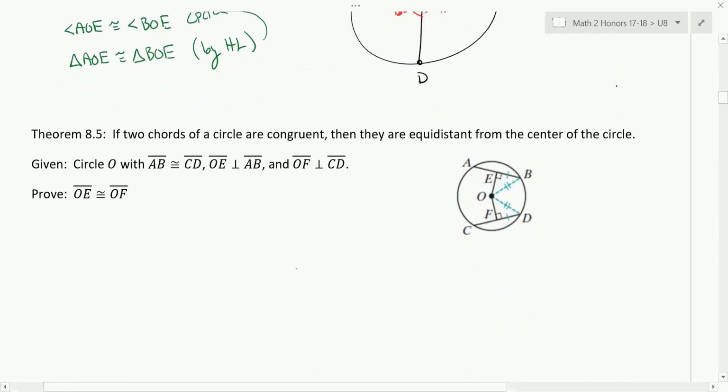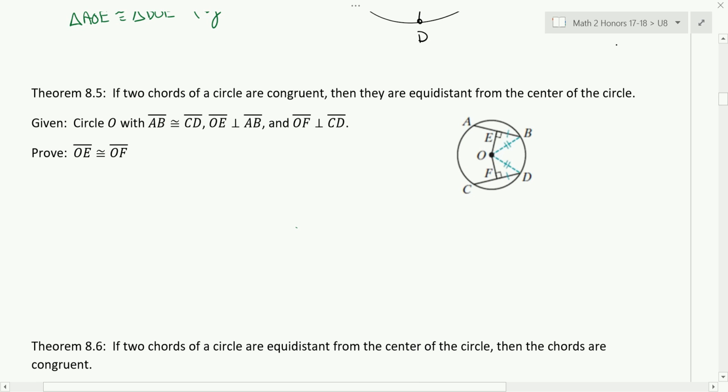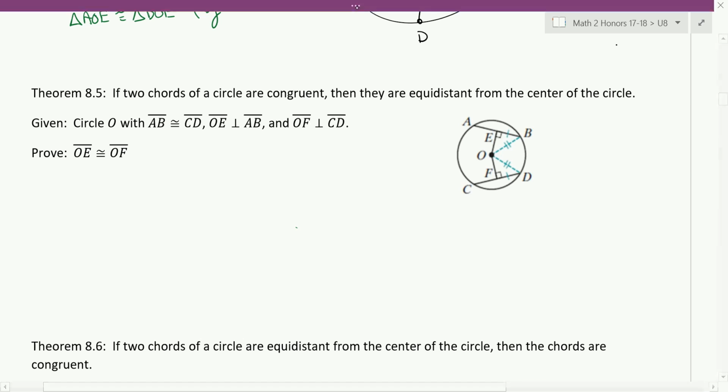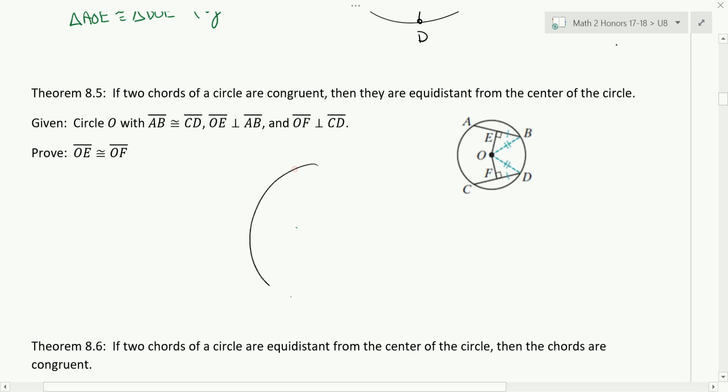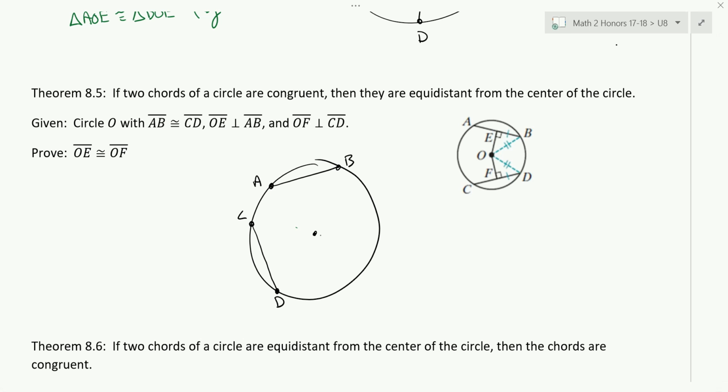All right, another statement we need to know is theorem 8.5. If two chords of a circle are congruent, then they are equidistant, the same distance from the center of the circle. So we start with this circle. We have a chord AB. We have another chord CD. Here's the center. And remember, the distance from a point to a line is always perpendicular to that line. That's the shortest distance. So if I want to find the distance from the center to AB, I'm looking at a segment perpendicular to AB. And the distance from that center to CD is also going to be this distance perpendicular to here.